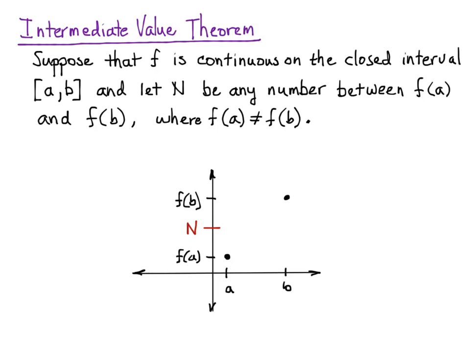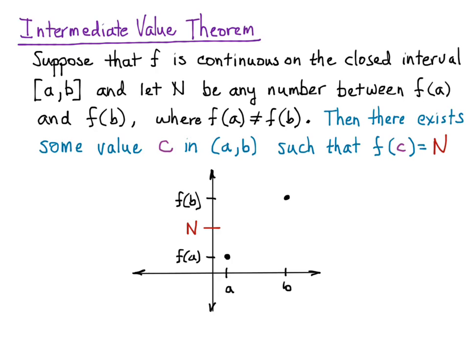suppose f is continuous on a closed interval, and let n be any number between f at a and f at b, where f at a does not equal f at b. So here I'm saying at a, and here I'm saying at b, okay, we have two values, and f at b and f at a are these values plotted. And if I choose any value between these two, and I'm stating that f is continuous, and this is a serious requirement of this theorem, then if it's continuous from here to there, there is going to be some value, c, that's between these two numbers such that f at c equals n.